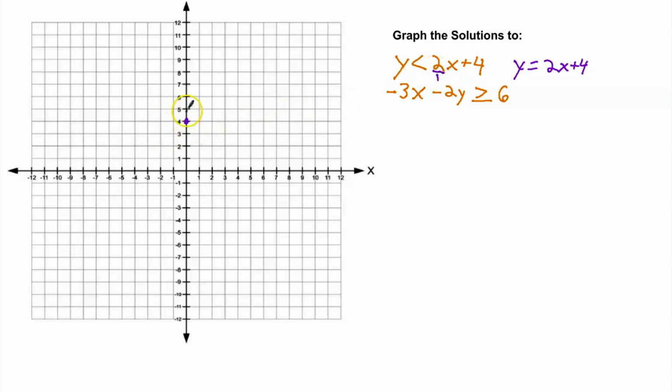So we rise 2, over 1. Rise 2 over 1 again. Another one there. Then we lower 2 and go left 1, lower 2 and go left 1, lower 2 and go left 1, and so on and so forth.